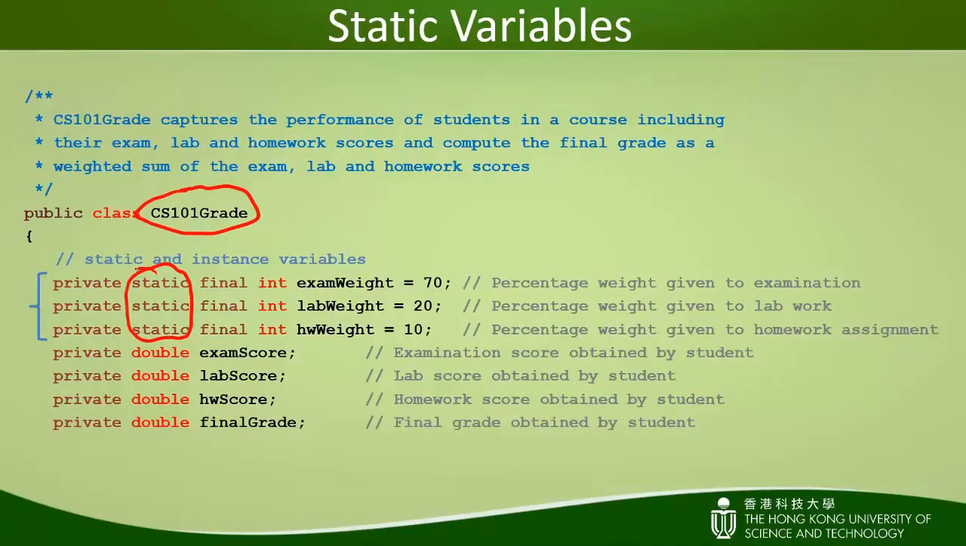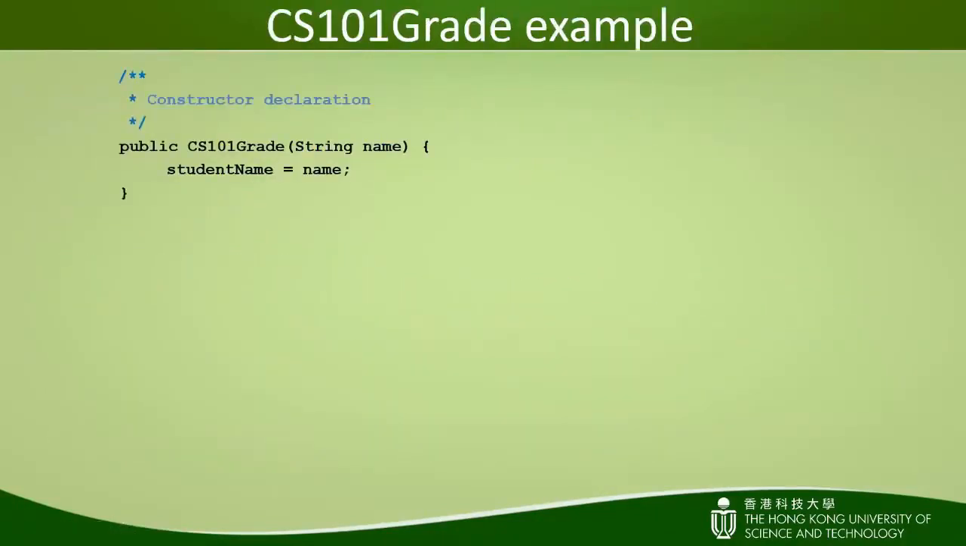To distinguish different instances of CS 101 grade objects, we are also introducing an instance variable student name of string type. This is declared as an instance variable because the owner of the CS 101 grades for one student could be different from the others. Here is the declaration of a constructor for the class CS 101 grade. The constructor simply assigns the name of a student given as parameter to the instance variable student name.